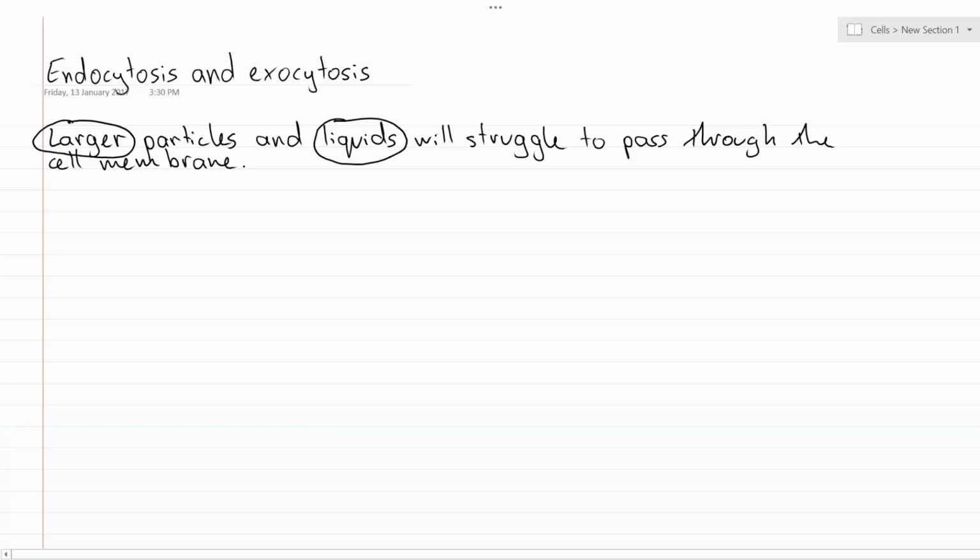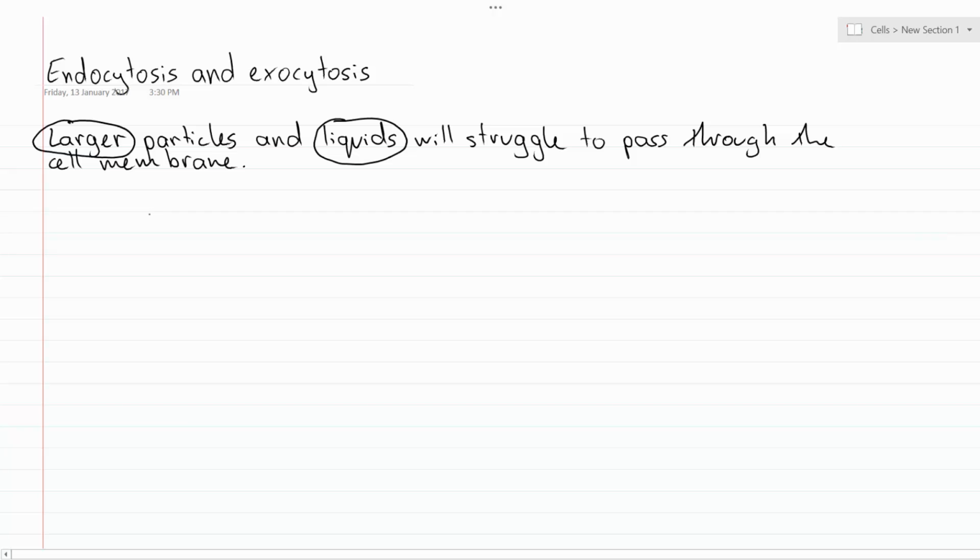So these processes are called endocytosis and exocytosis. Endocytosis is when things are trying to enter the cell, and exocytosis is when things are trying to exit the cell, so leave the cell. So endocytosis is entry into the cell, exocytosis is exiting from the cell.